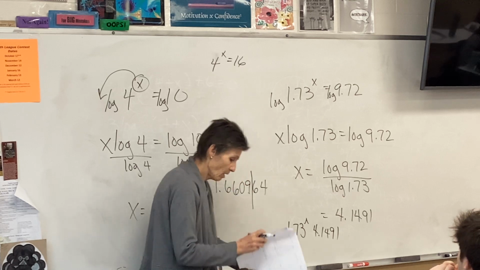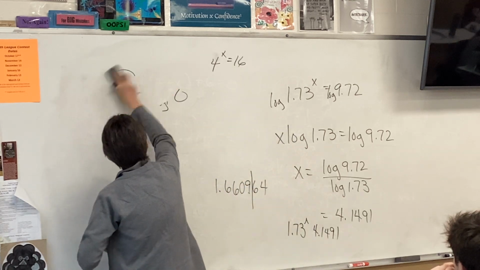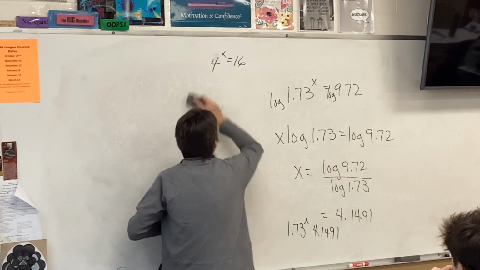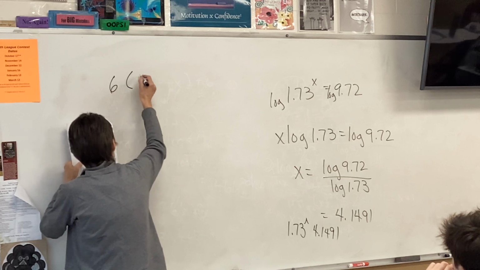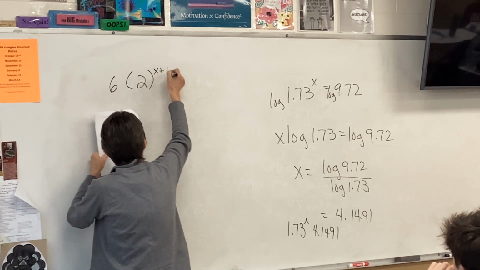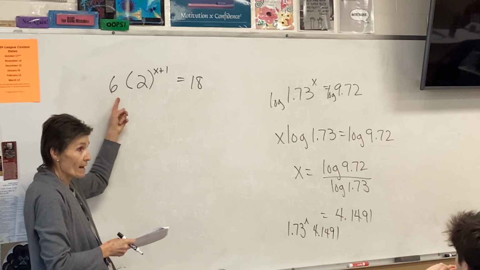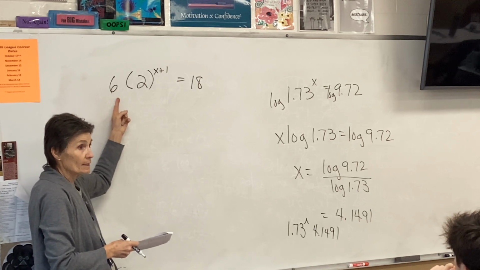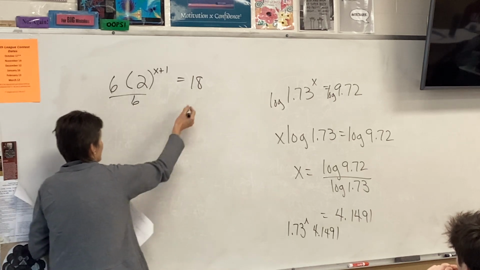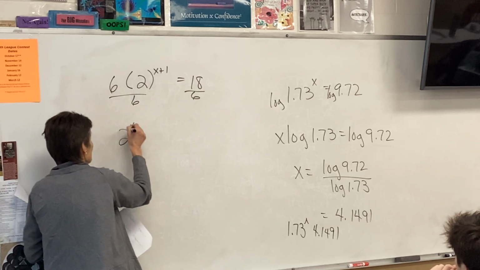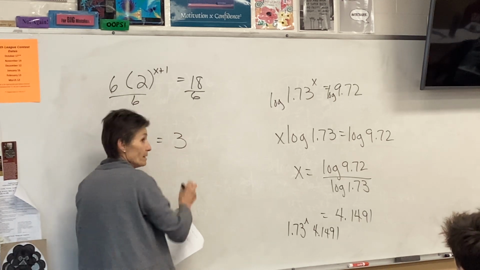Okay, so what about D? D looks a little bit different. Will we divide by 6 first? Yes, you guys, this is a common theme. When you have this extra number hanging around in the problem, get rid of it. So we're gonna divide by 6. So 2 to the x plus 1 equals 3.